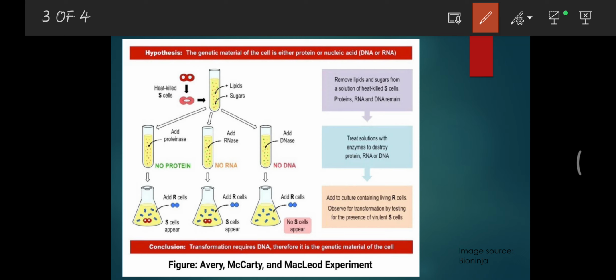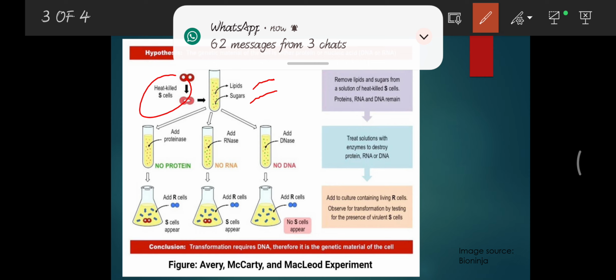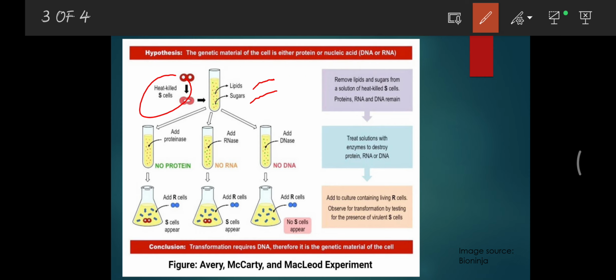by high temperature. Then a solution of these heat killed cells was prepared, and from this solution lipids and carbohydrates were removed, because we have to check whether protein, DNA or RNA is the genetic material or not. Thus lipids and carbohydrates were removed. Then three separate solutions were made. In the first solution, proteinase enzyme was added to digest protein. In the second solution, RNase enzyme was added to digest RNA. In the third solution, DNase enzyme was added to degrade DNA.